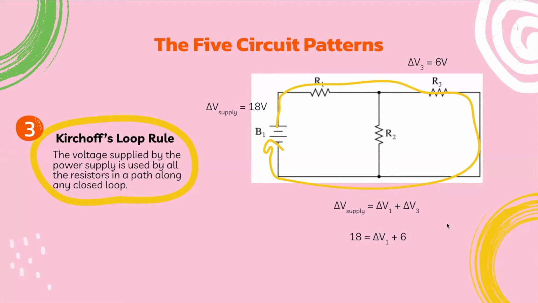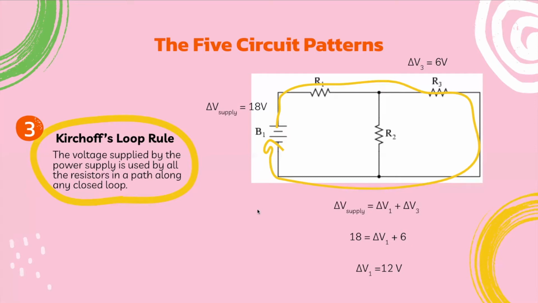So the missing voltage using loop rule, R1 must have used 12 volts. So let's just check. Along this loop, 18 goes in, 12 volts gets used, 6 volts get used. Perfect. All the energy has to get used up.